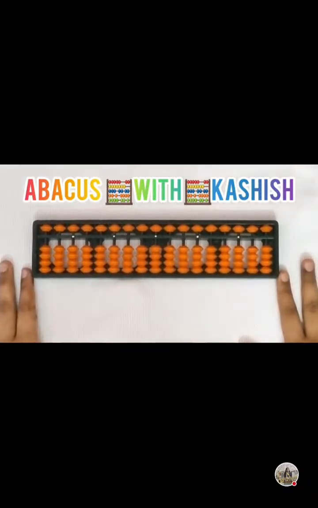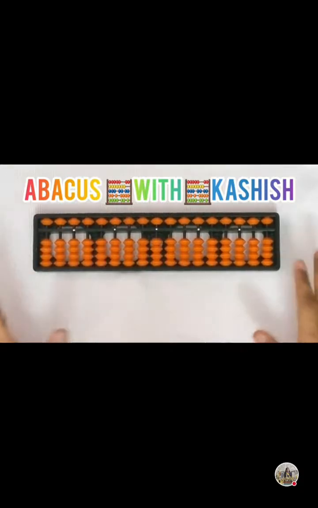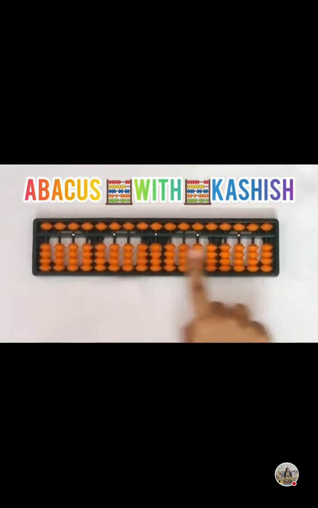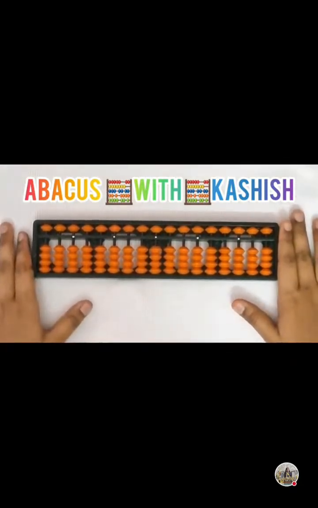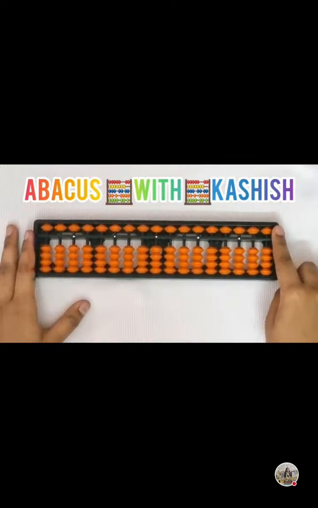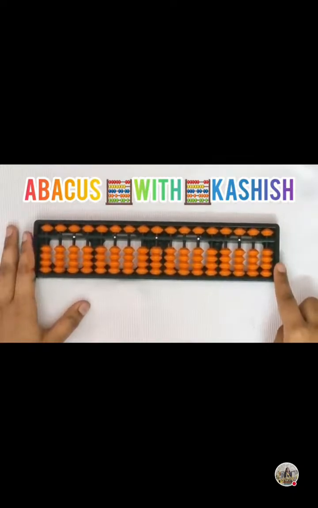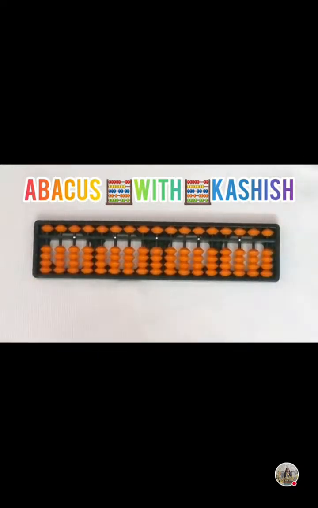So before we start to learn how to do counting on the abacus, we first need to learn the values of all the beads present here. It is really easy if you pay attention. As you can see, we have two types of beads. One is the upper beads, which are on the upper side of the abacus, and one is the lower beads, which are on the lower side of the abacus. They have very distinct values.